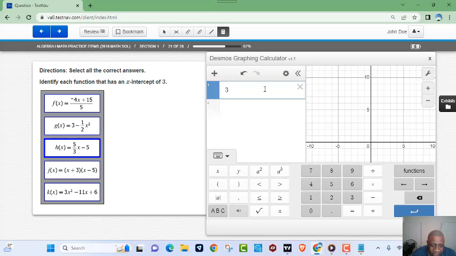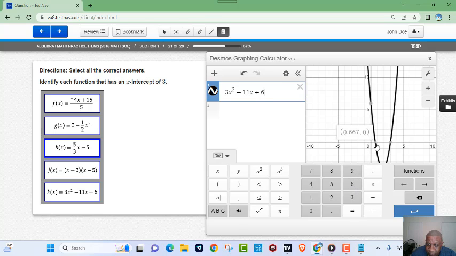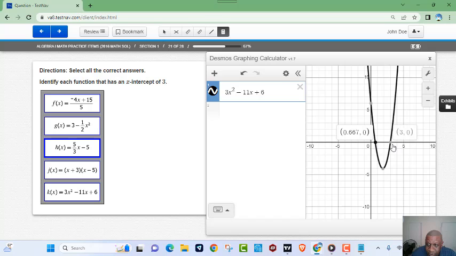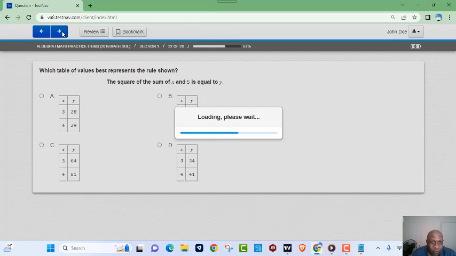We have 3x squared minus 11x plus 6. All right, so we have 2/3 and 3. So this one has 3. So two options did have 3 as an x-intercept. All right, so we have those. Let's go on to the next question.